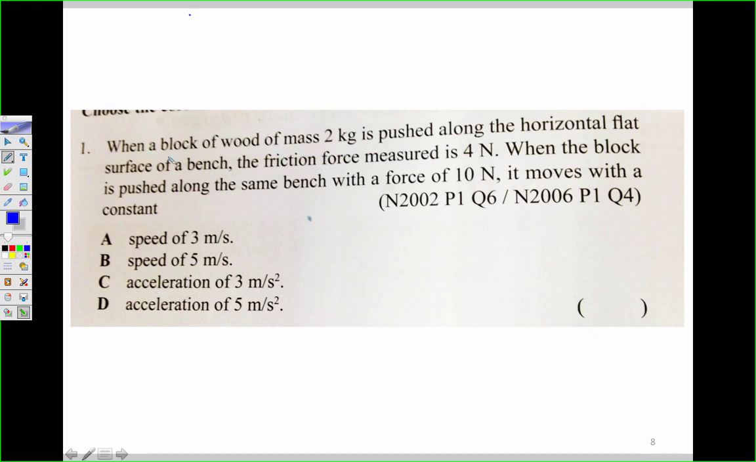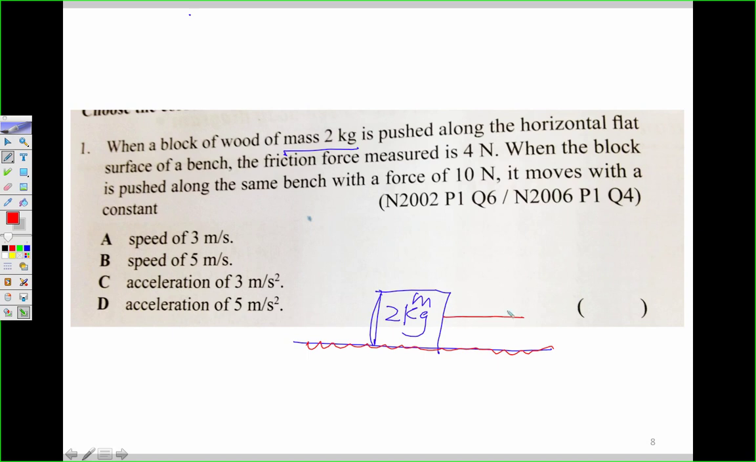Okay, it says when a block of wood of mass 2 kg. So you see this statement, it's good to just sketch a simple well-labeled diagram. So there's a block of wood. In this case, the block of wood is 2 kg, and this is the mass M, which is being pushed along a horizontal flat surface. So this is the flat surface. Okay, horizontal flat surface being pushed.